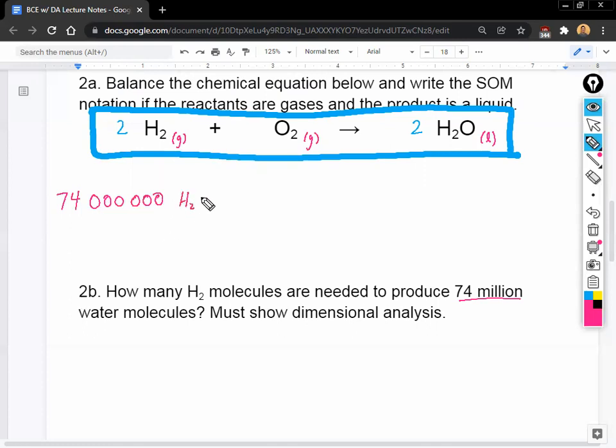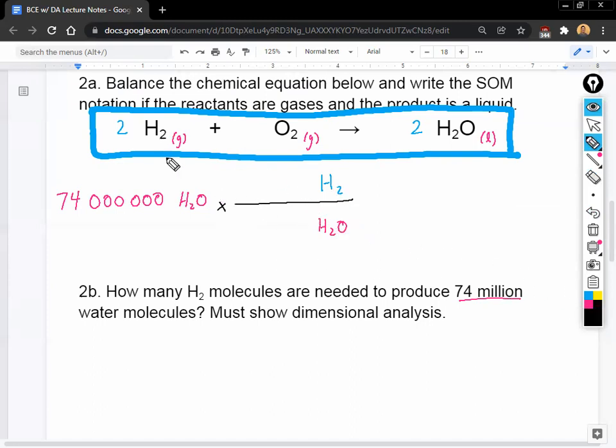We know water is H2O, right? So we have H2O molecules. We're going to set up a fraction. Since I want to get rid of H2O, I'm going to put H2O on the bottom. And in this problem, what are we trying to find? H2. Okay, so that means we're going to put H2 on the top of the fraction. Okay, so if we do that, the H2Os can cancel out.